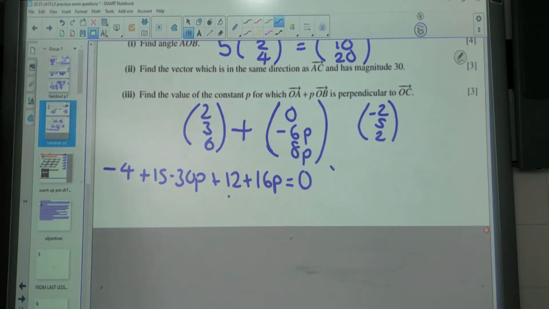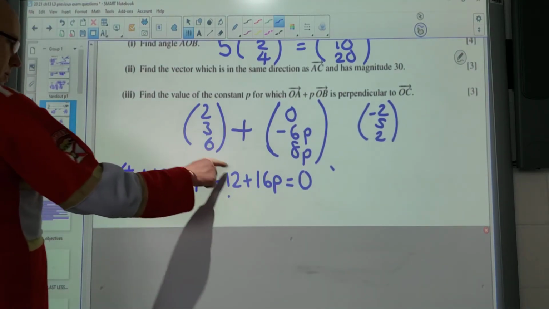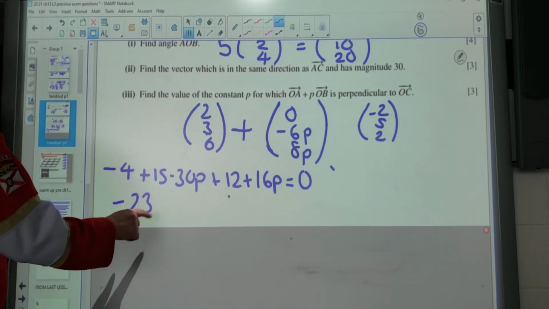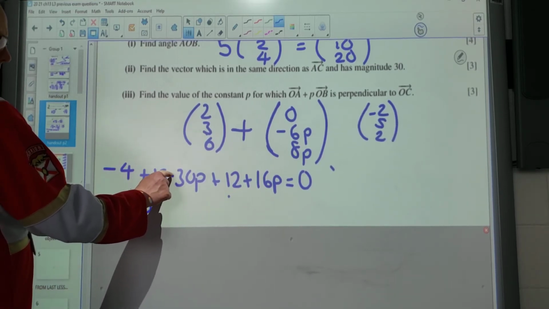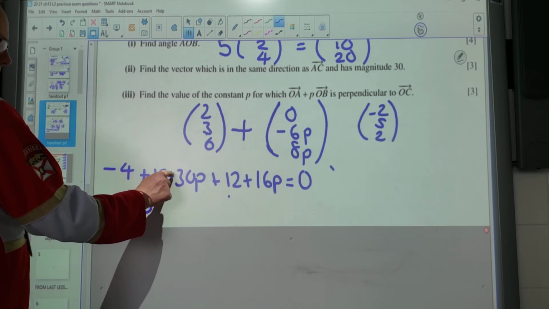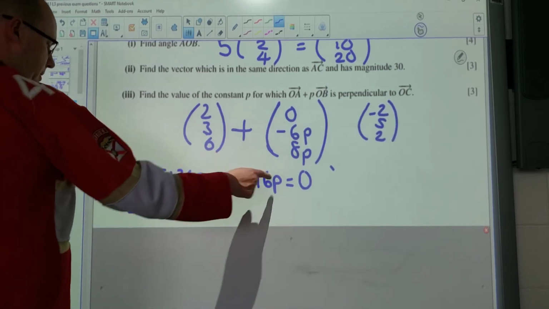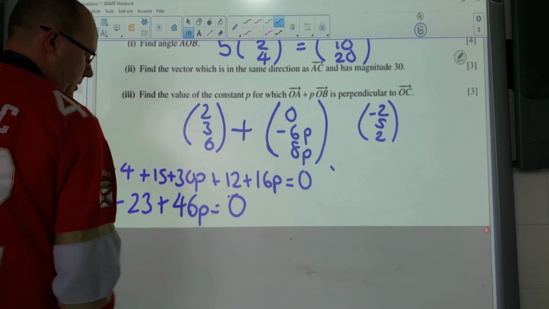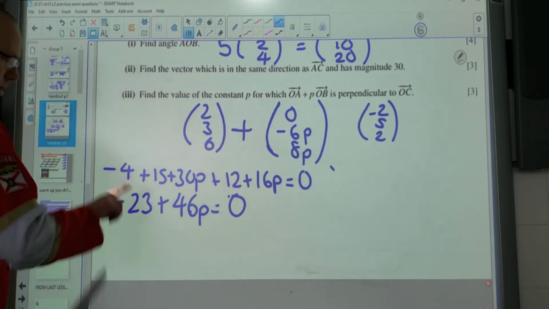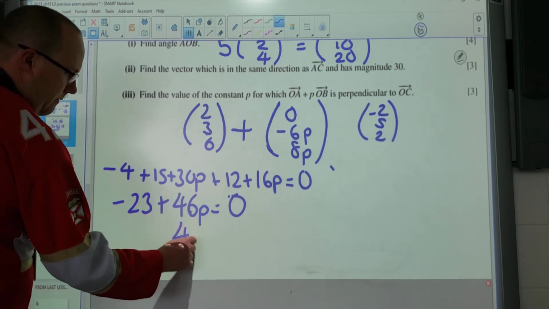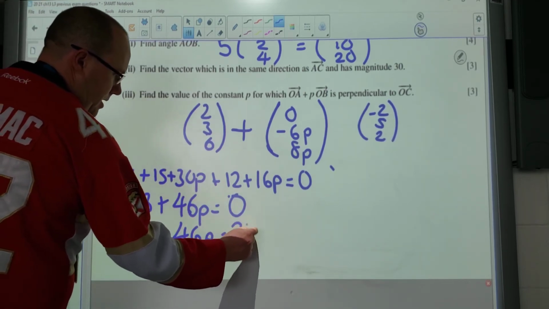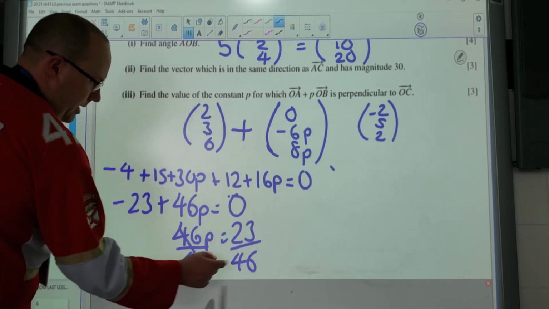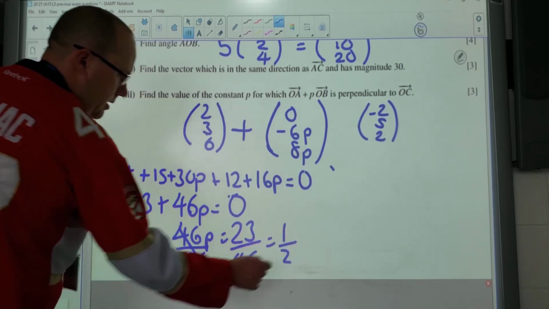So if I start combining terms here, I got 27 minus 4, which I know is -23. I think this was actually supposed to be a positive sign here. I think I've lost a sign somewhere. 30P plus 16P is 46P. And I know the answer has to equal 0. I can bring terms to the other side. 46P equals 23. And then if I divide both sides by 46, then I get P equals 1/2.